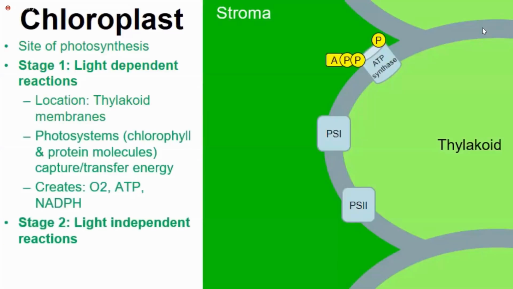And then we'll shift into stage two, the light-independent reactions. This happens in the stroma, the fluid-filled interior of the chloroplast, just outside of the thylakoid. And it's in stage two, the light-independent reactions, where glucose is actually created. So let's talk about these two stages for the rest of this video.